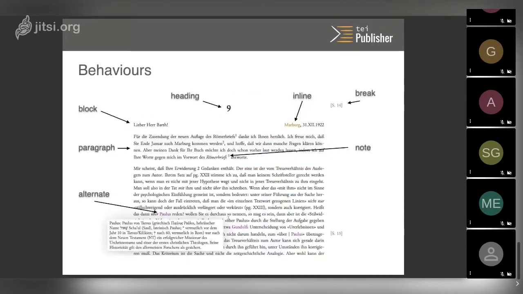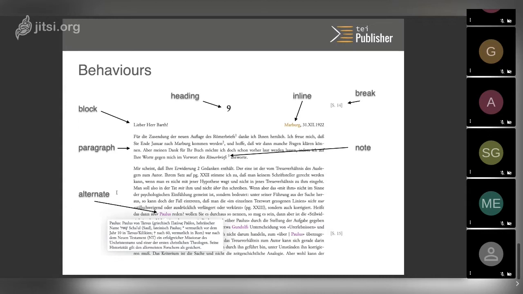So what could be behaviors? Behaviors defined in the specification, like a heading. Then we have paragraphs, that's the easiest. We have footnotes. We have something which is called an alternate. So an alternate switches between two states.